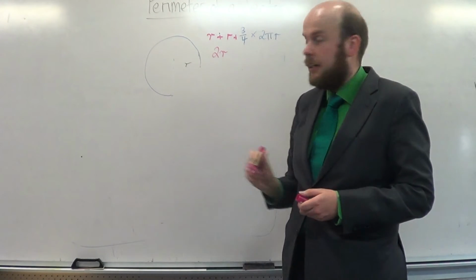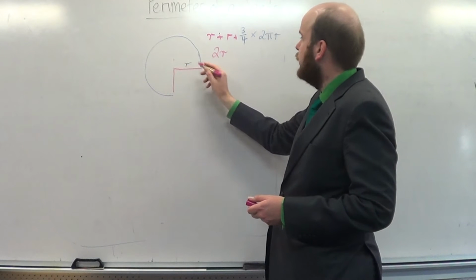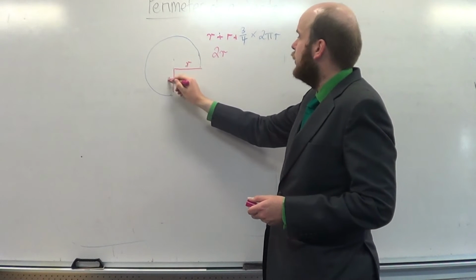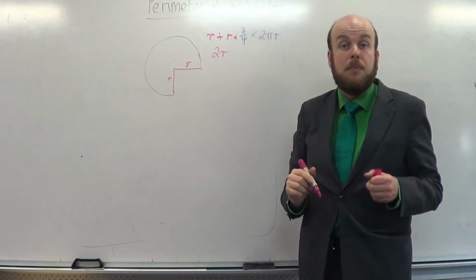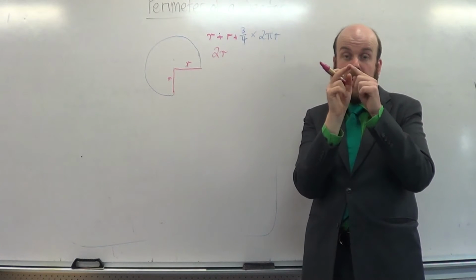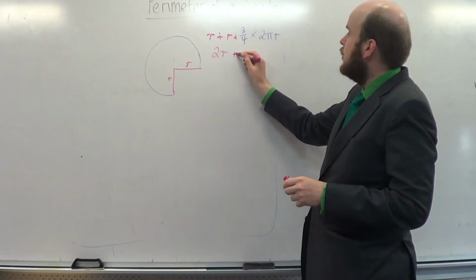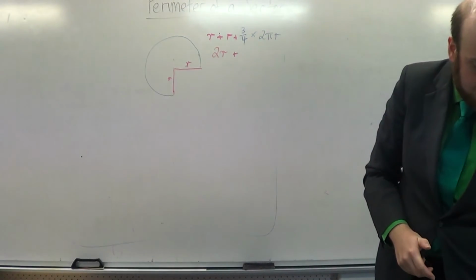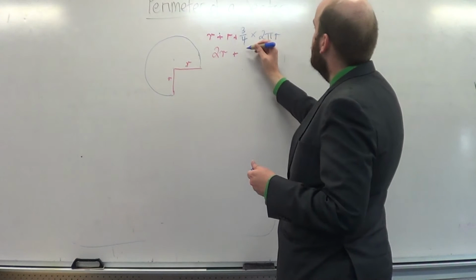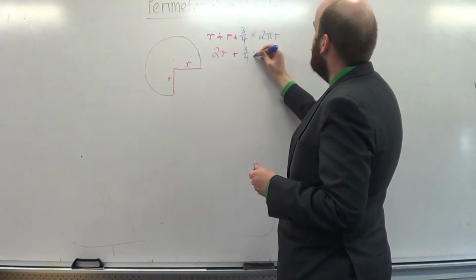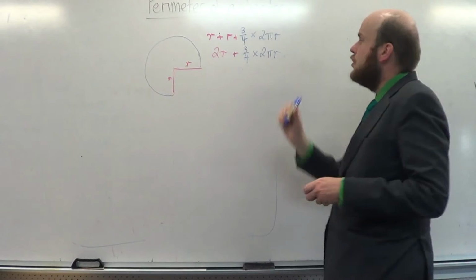We're going to do some more colour. Remembering that r is the radius, so any line from the centre right to the edge is r. So it's 2 radius plus 3/4 times 2 pi r.